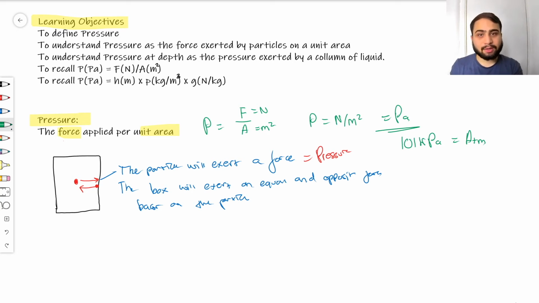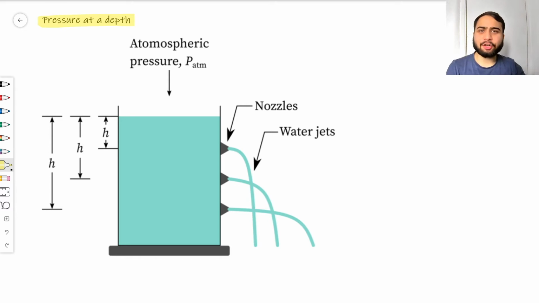Now what we really want to understand is pressure at a depth. Okay, so I have here a very common diagram of apparatus that you often get in schools to really represent how pressure at a depth changes. So I have here just a big tub of water, right? So I'm going to call this turquoise stuff water, and you can see here that I have 3 nozzles. So these nozzles are really an outlet for the water to flow out of the actual bath, you could say. Don't really know what you would call this container, but okay.